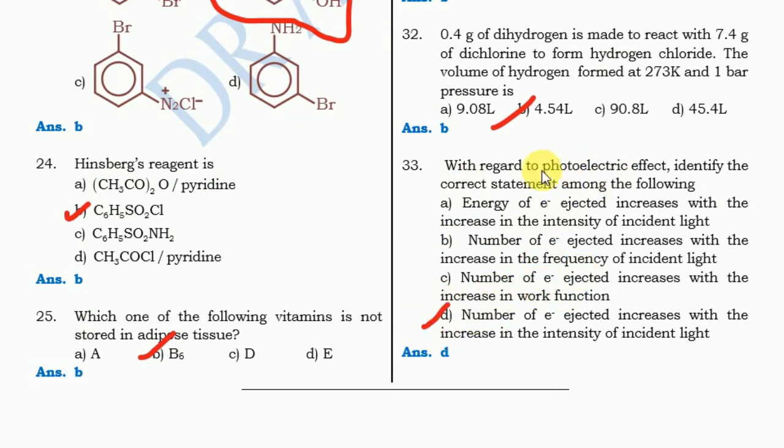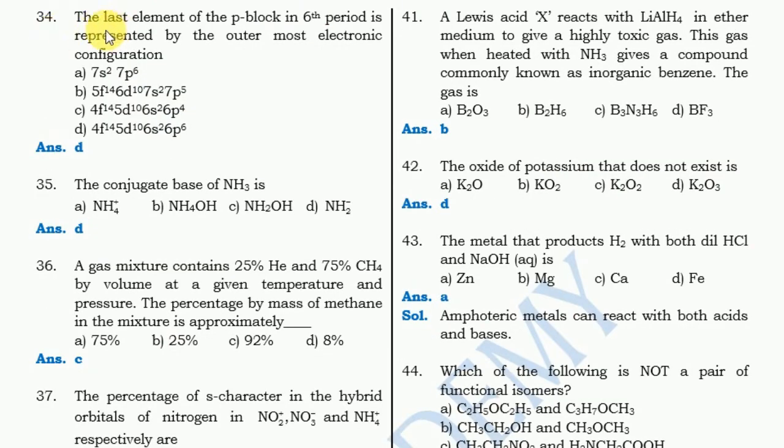Next question: the last element of the p block in the 6th period. For this question, option D is the correct one. Okay, next: the conjugate base of NH3 is... The correct answer is option D. Okay, and the next one: a gas mixture contains 25% E and 75% helium.